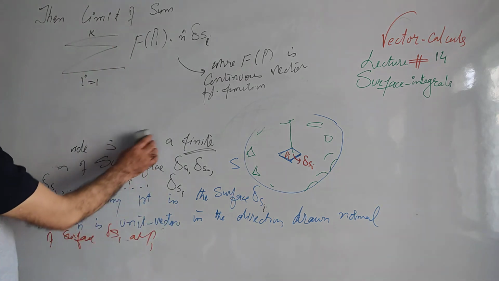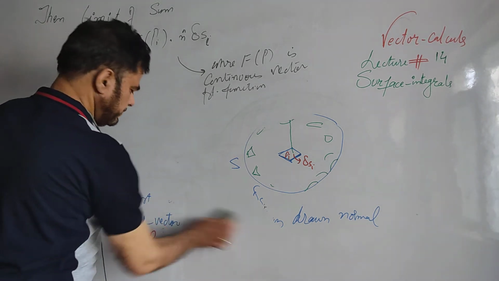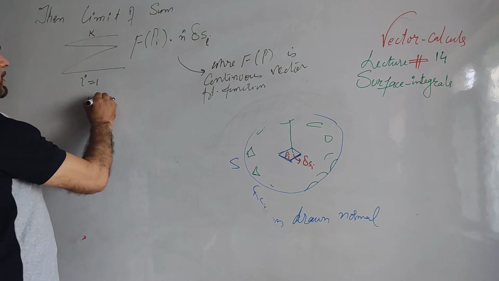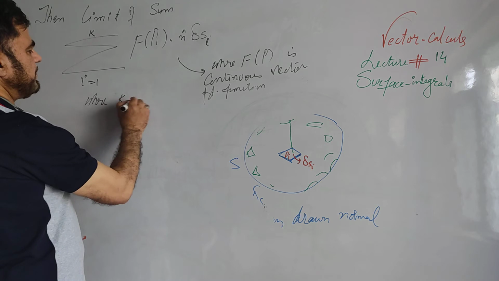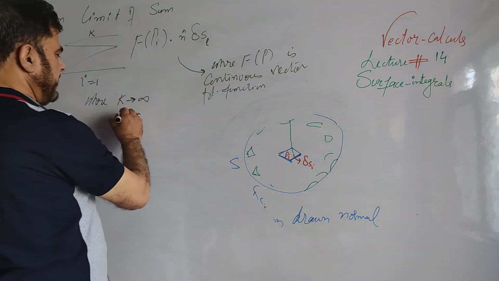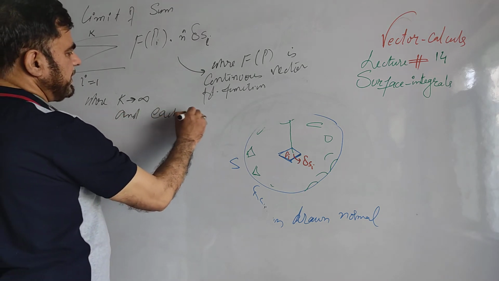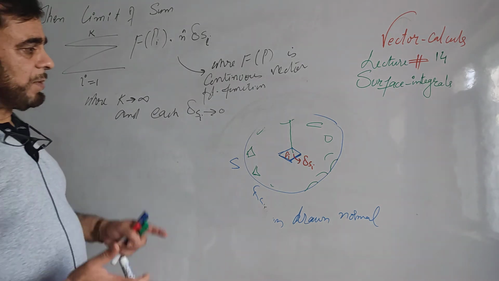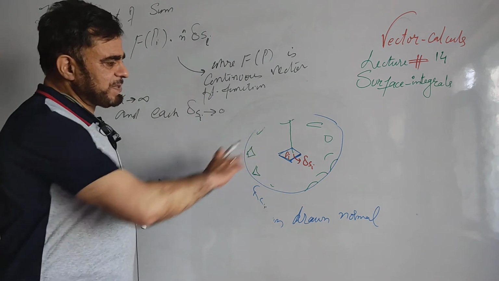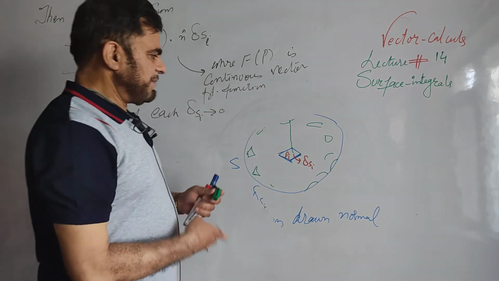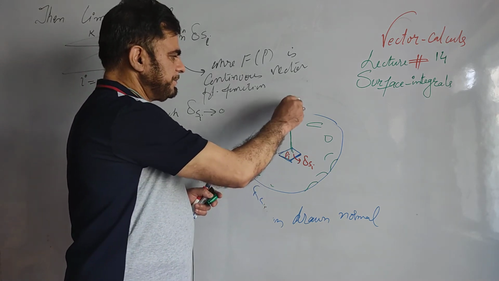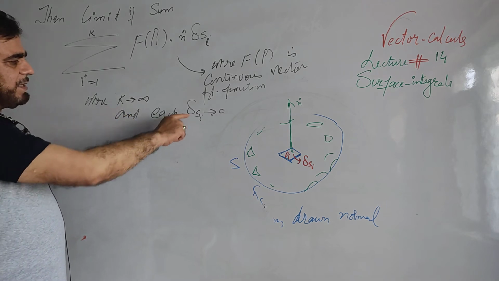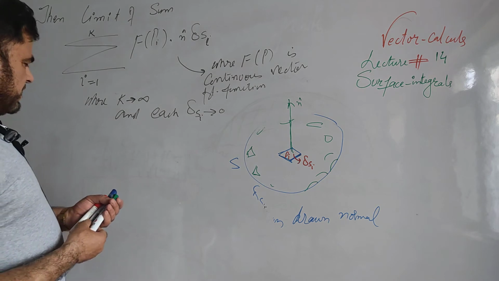So this sum, if it exists, where k tends to infinity, the limit is as k tends to infinity and each delta Si tends to 0. Each subsurface tends to 0 when we make the number of subdivisions tend to infinity. We first take a finite division, then we take it infinite. By making infinite subdivisions, the area of each subsurface tends to 0. I will write it in words. What does this mean?